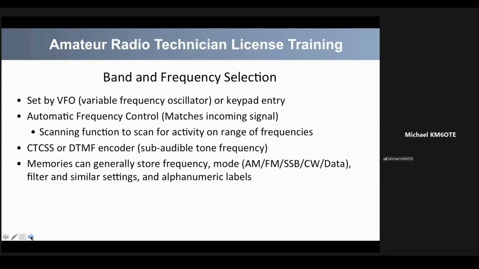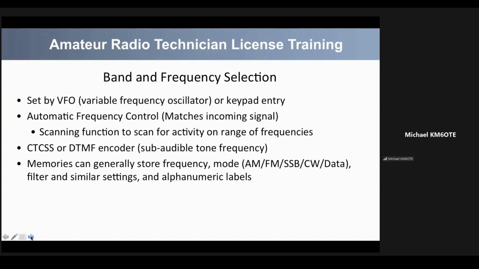Okay, frequency and band selection. When you tune frequency on your radio, that's called the VFO, or variable frequency oscillator. That's how you change frequencies. And in the old days, there was just a knob that turned a capacitor and it would change the frequency of the radio. Now it's all done digitally, and you can either do it with the knob or with the keypad. Automatic frequency control, AFC, matches the incoming signal to the frequency that you've tuned it to.